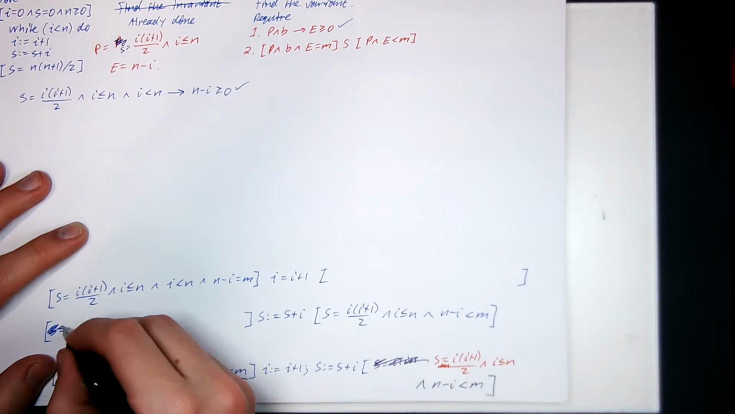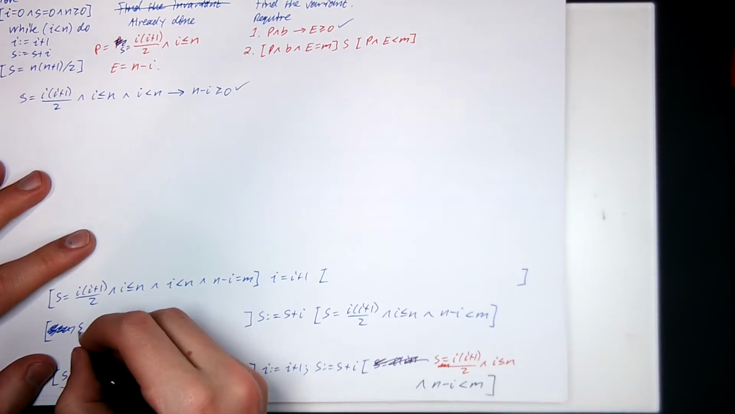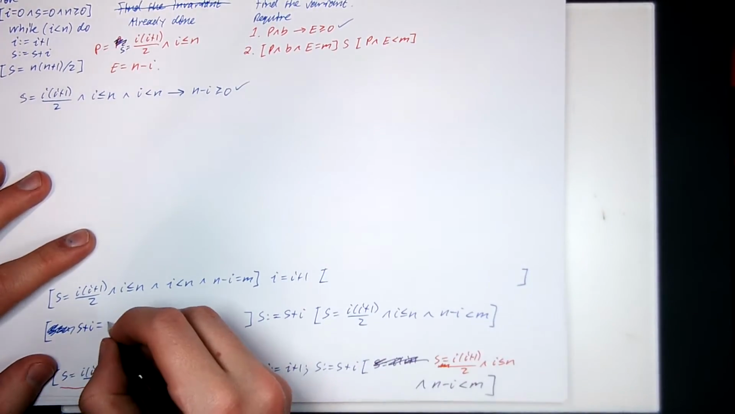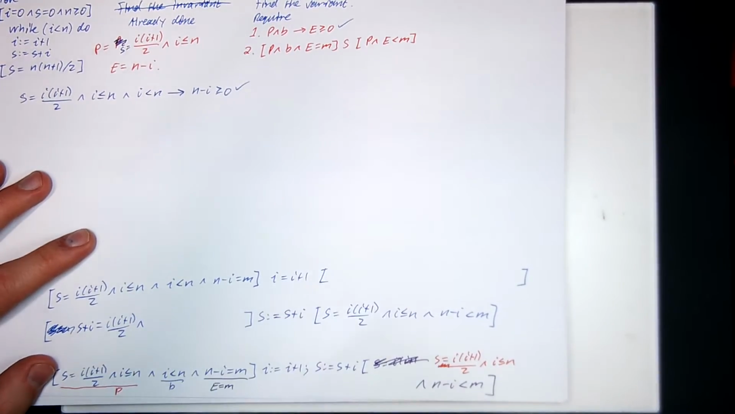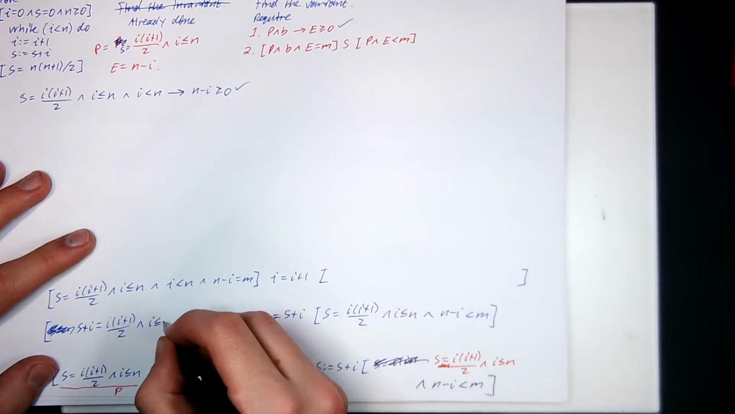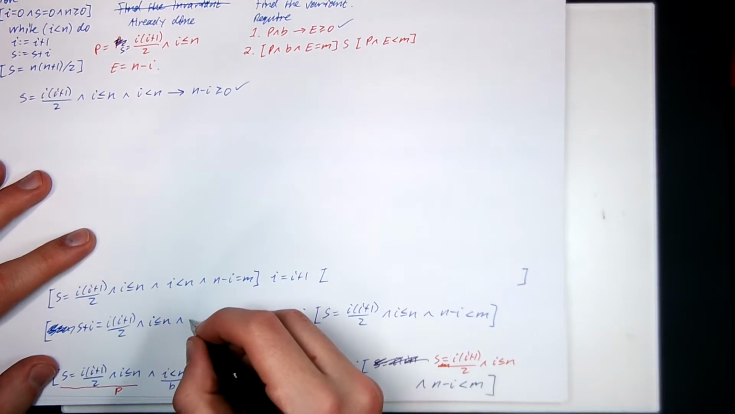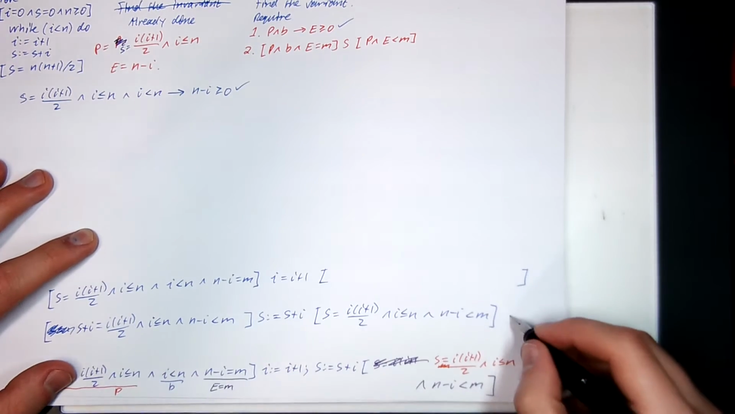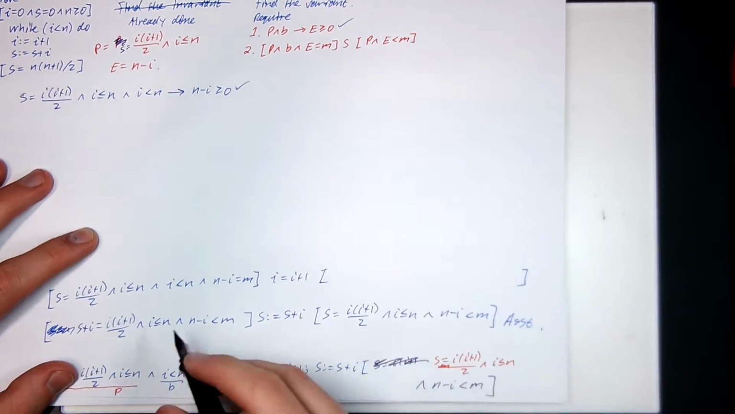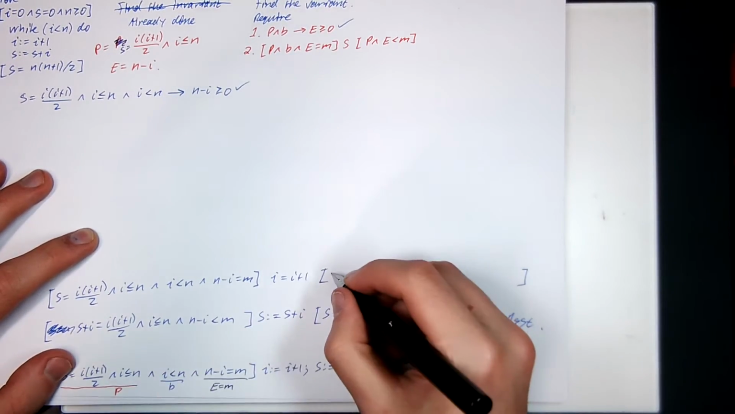Didn't even do it right. S plus I equals I plus 1 on 2, and I less than or equal to n, and n take I strictly less than m. Copy the same, so this is true by assignment. Copy the same condition across.